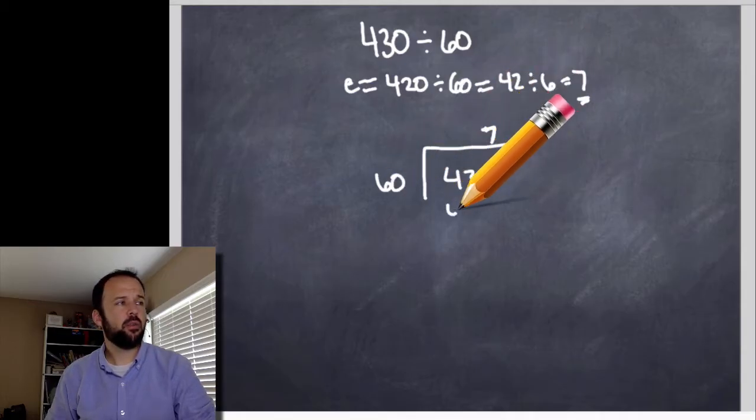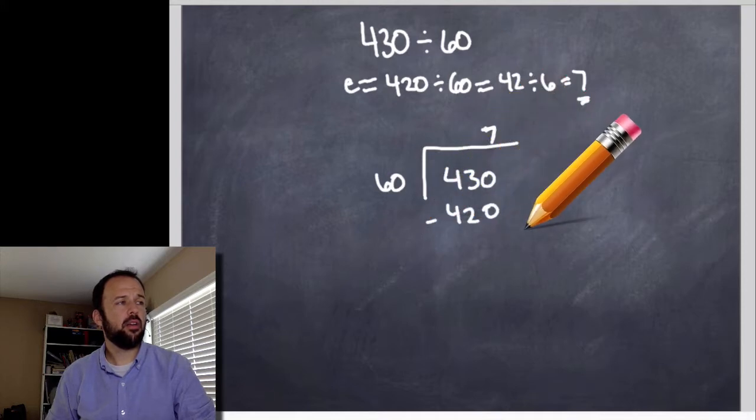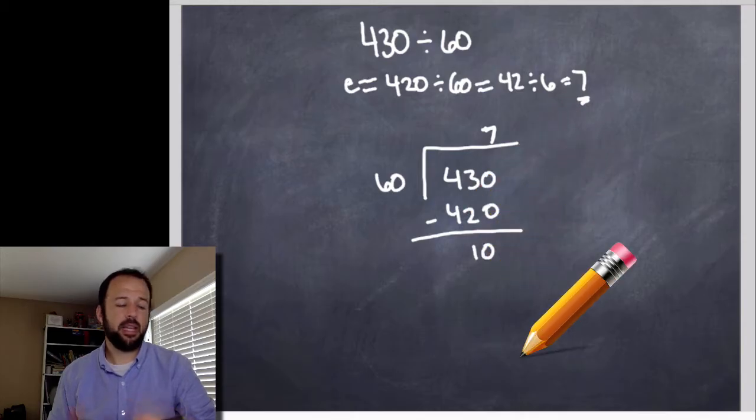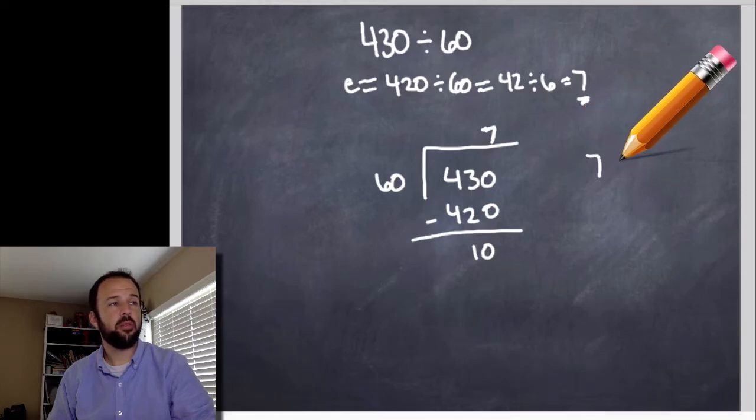All right, that's going to give us that 420, right? 420. So I got that there. Now I want to figure out what the difference is. What do I have left over? Can I make any more groups of 60 fit in there, right? And if I subtract these two, nope, I'm going to get 10. So I can't make any more groups. So that means that my final answer here is going to be 7 with a remainder of 10.